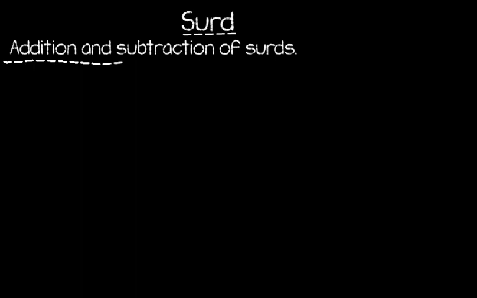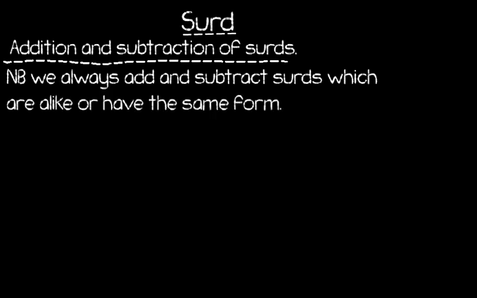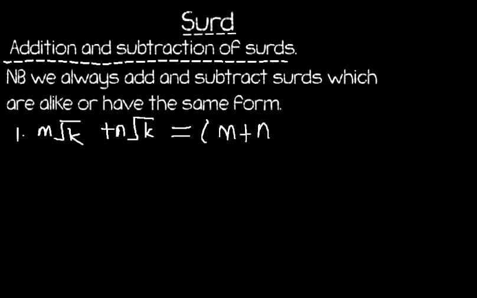Addition and subtraction of surds. Let's move on. Note, we always add and subtract surds which are alike and have the same form. The first one says that m root k plus n root k should be equal to m plus n root k. Why? Because the roots are the same, that's root k. So you just add the coefficients, that's m plus n, getting m plus n root k.